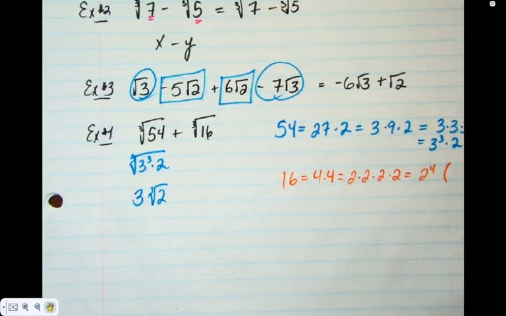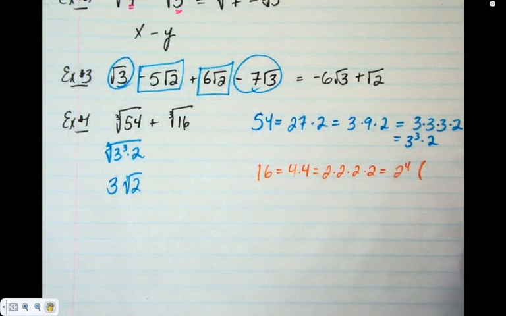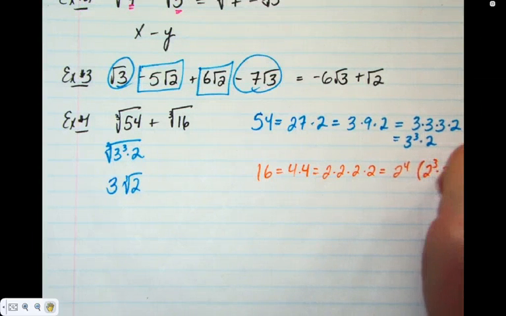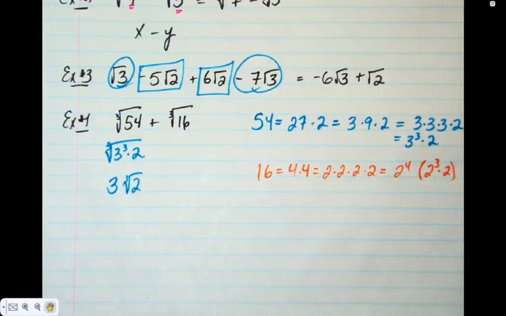And I like to break it up in groups of 3. I don't know if Mr. Roseman taught you this or not, but I like to write it as 2 to the 3 times 2, because then I can see that 2 is going to come up front. If you don't like that, don't do it. It's completely up to you.